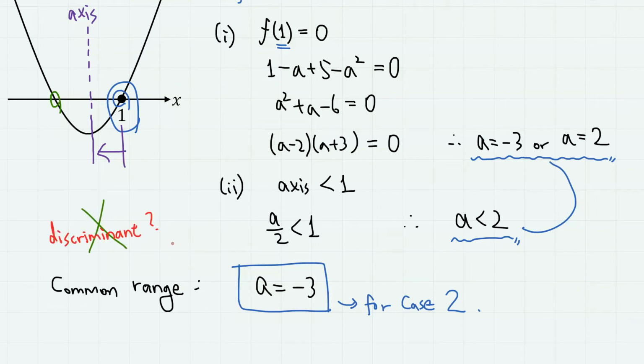Also, note that the discriminant condition, which we used in case 1, is redundant in this case, since that condition is automatically satisfied when f1 equals 0. So we don't have to investigate the discriminant condition here. Right, now the last case.